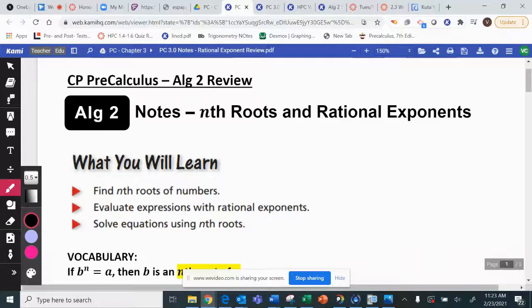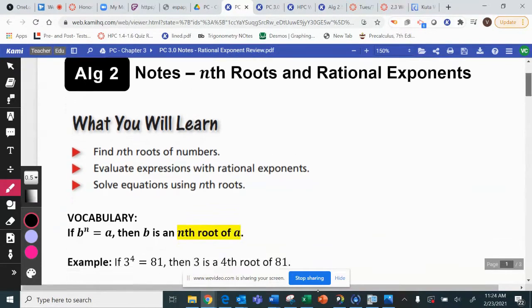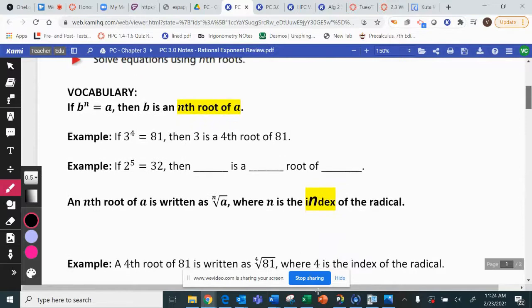Hello, pre-calculus. Today we are going to review some notes that you learned in Algebra 2. I just haven't done it for a while, so let's see, some vocabulary. If b to the n equals a, then we say that b is an nth root of a.